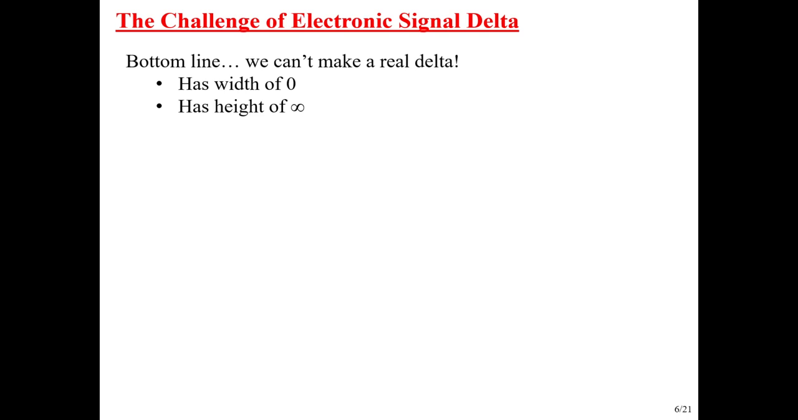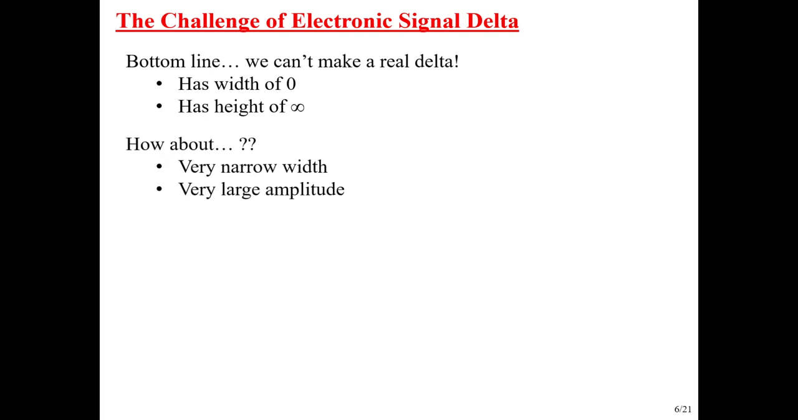The bottom line is we can't really make a real delta because real deltas aren't even real functions. So even mathematically, we have some issues with delta functions. But physically, it's got a width of 0 and a height of infinity. When's the last time you saw a voltage of infinity? Well, if you have seen one of those, you probably aren't here any longer to report about it. So maybe we just make it as narrow as we can and as large as we can.